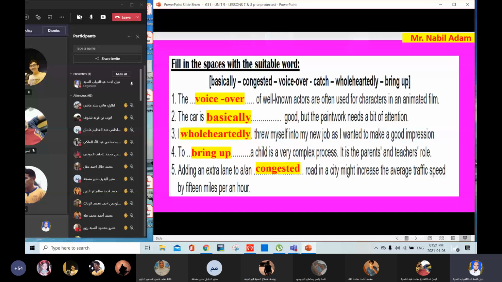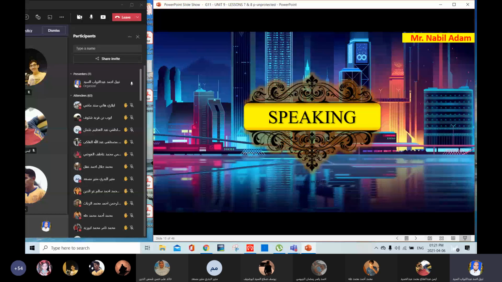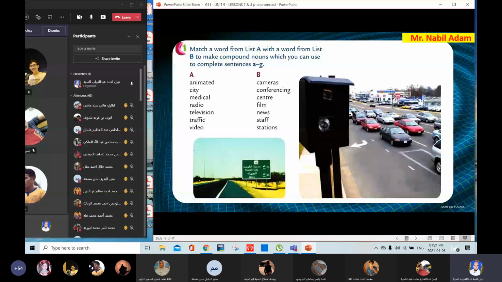Now let's go to the speaking part here. Look at the pictures. These pictures, you can see them in the streets. Here, you are going to match nouns to make compound nouns. Like city center. City center is a compound word with two words. Now you are going to match words from list A with words from list B. Okay, I'll give you 1 minute to read and match.